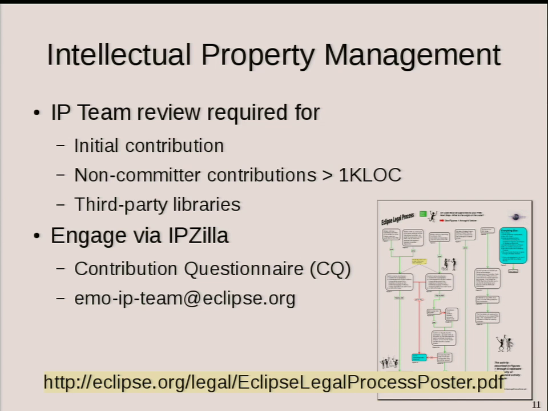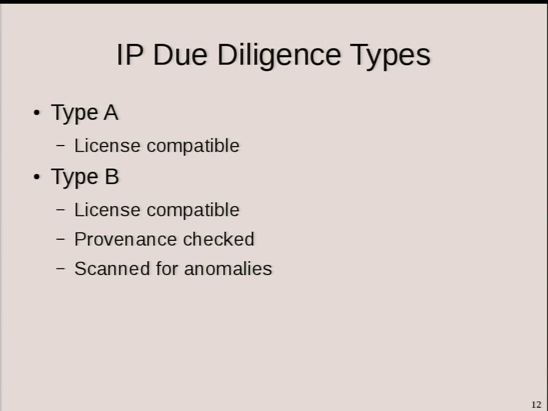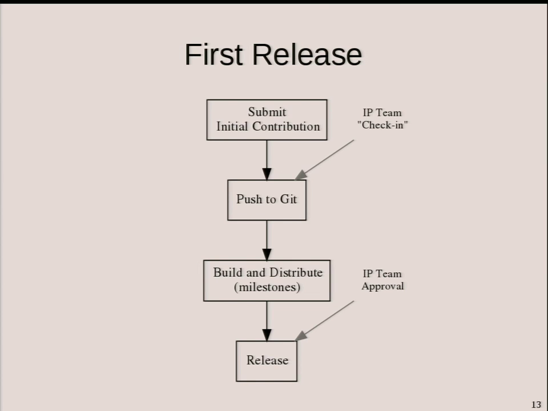The way we engage with them is through something we call IPzilla, which is a modified version of Bugzilla. I'm throwing this out because these are terms that we throw around quite a lot. The CQ, or the contribution questionnaire, is the main means of communication between the developer community and the IP team. And of course, if you have questions of an intellectual property nature, email emoipteam@eclipse.org. I'm going to power through because I'm running out of time.